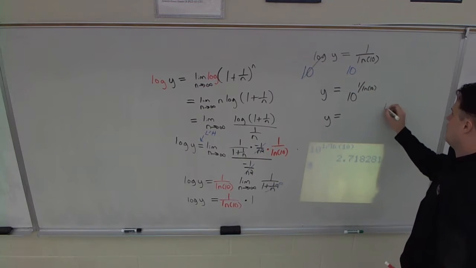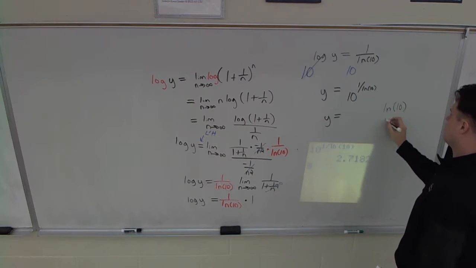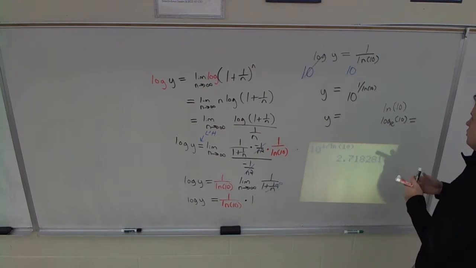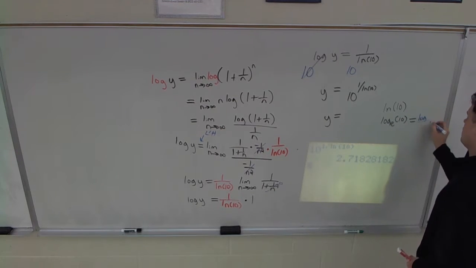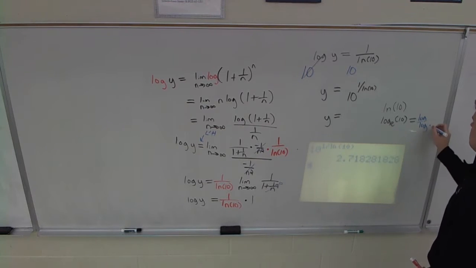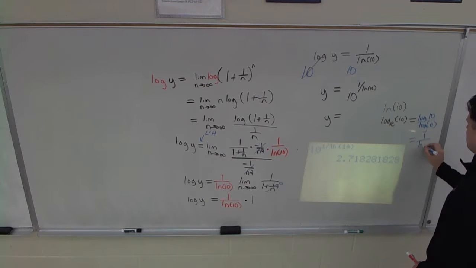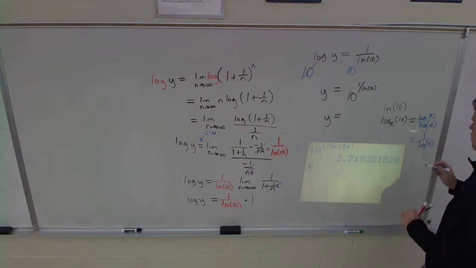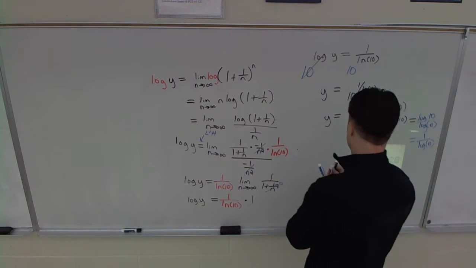So let's think about the natural log of 10. Remember, that's logarithm base e of 10, which by the change of base formula we can write all kinds of ways. My favorite way is to divide out the inconvenient base. So that'd be 1 over the logarithm of e. Let's try that.